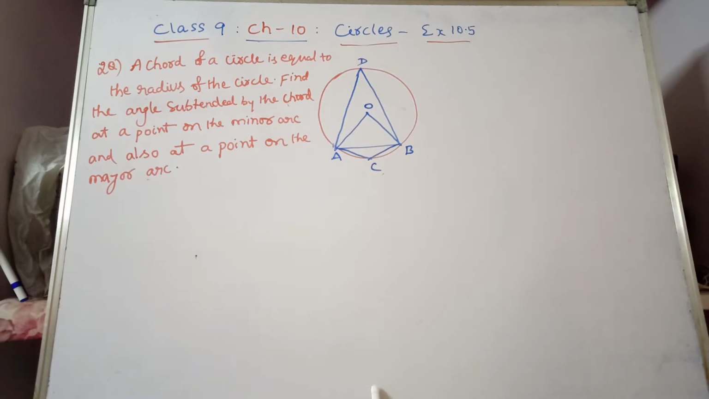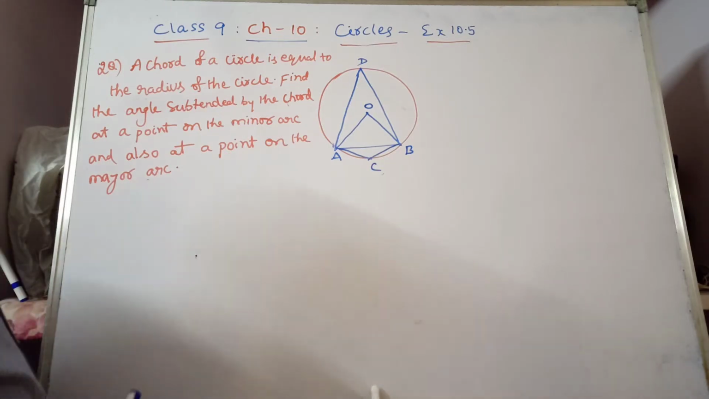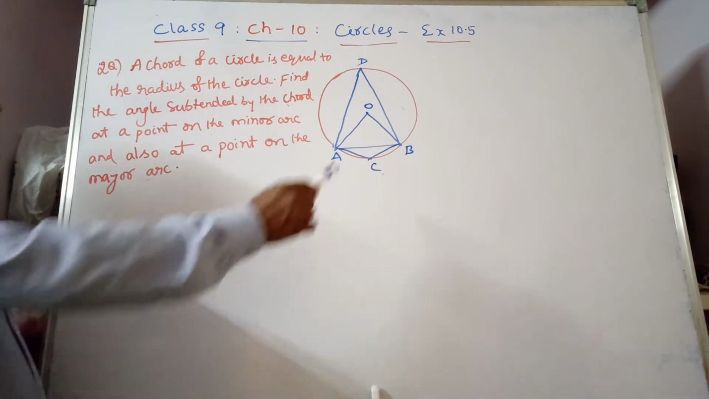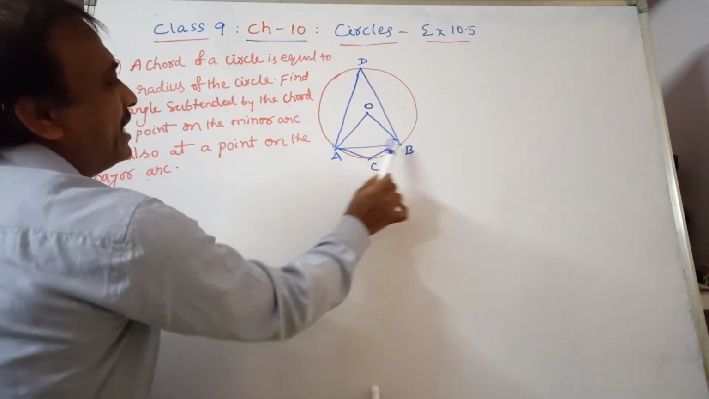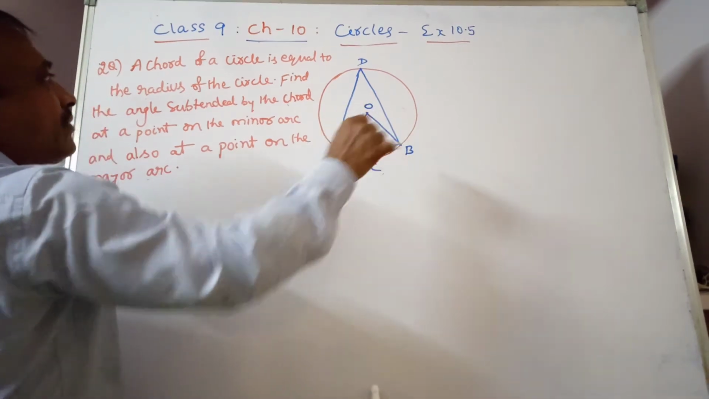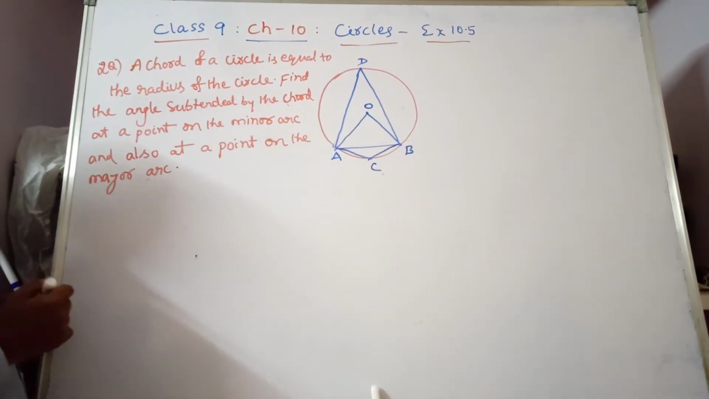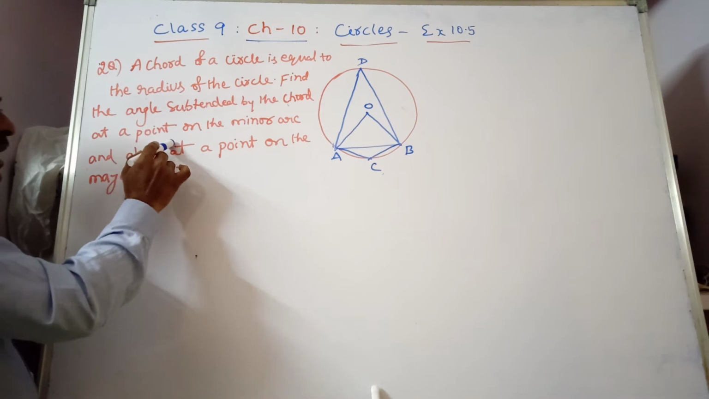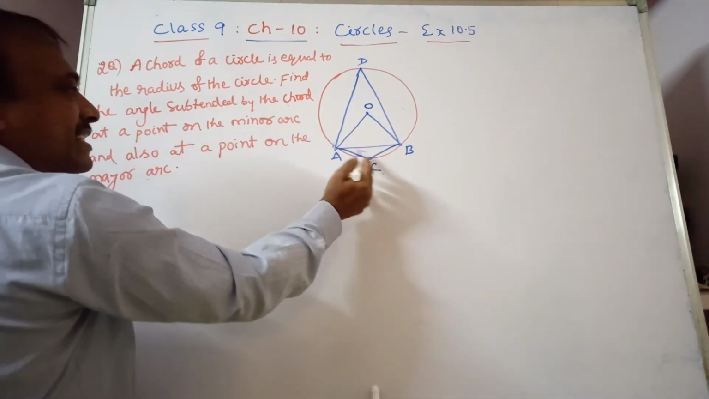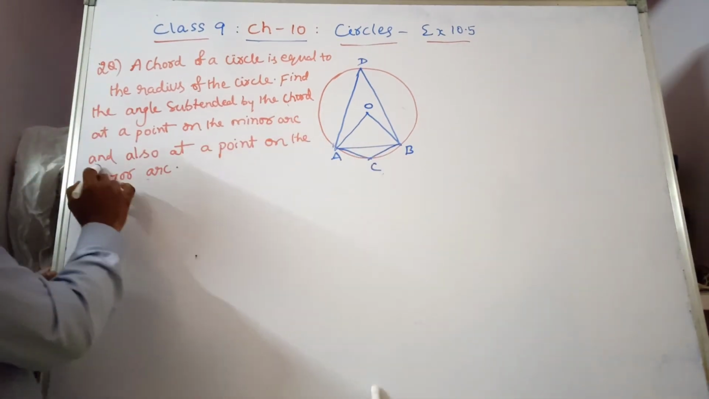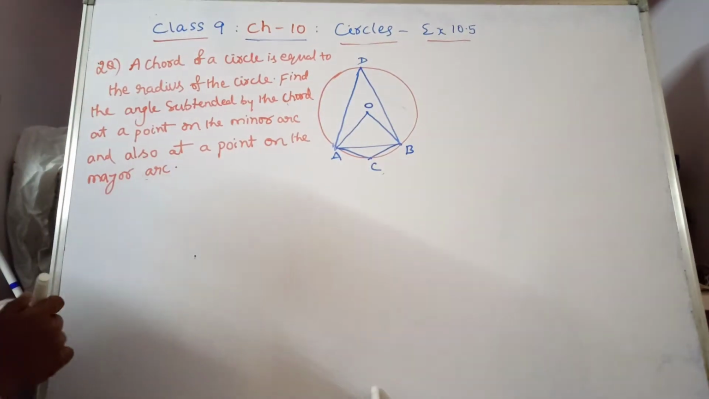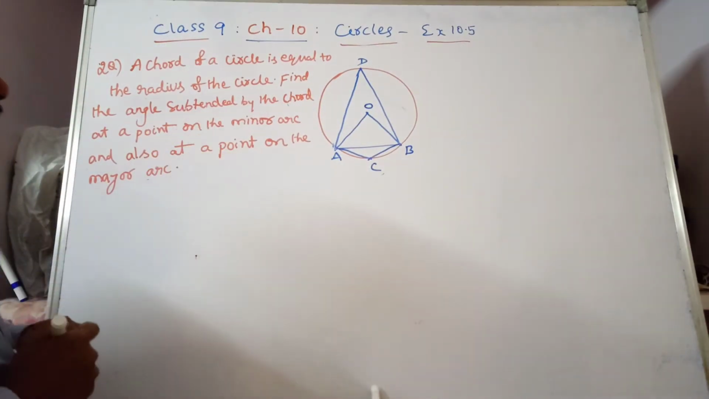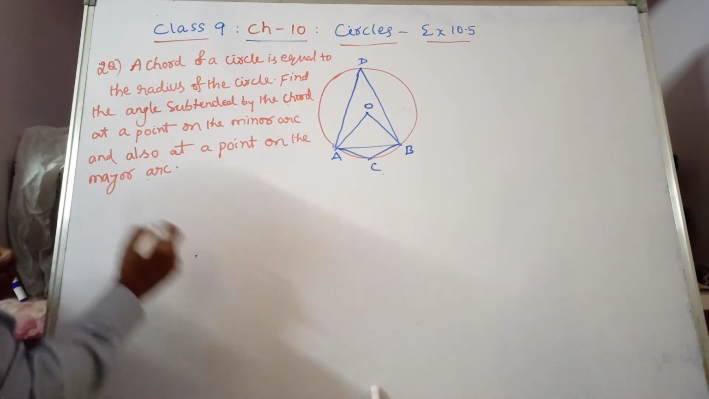Now question number 2. A chord of a circle is equal to the radius of the circle. See here we are seeing a circle with center O. AB is a chord equal to the radius of the circle. Find the angle subtended by the chord at a point on the minor arc, and also at a point on the major arc. Observe it. Look at the figure carefully.